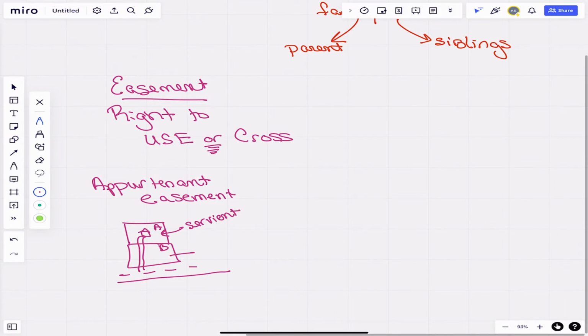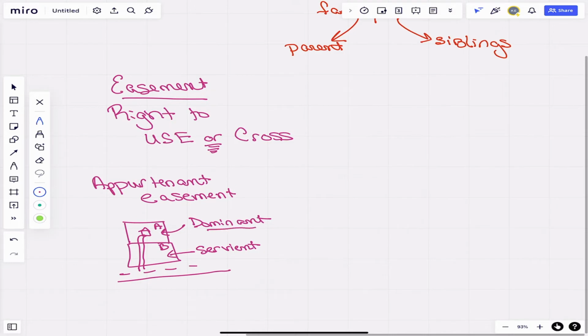Well, I am just messing it all up today. That is not the servient property. See, even teachers make mistakes, y'all, but what can I say? You ask for videos, I do them off the cuff. So we're going to say A is the dominant property, and then B is the servient property, because this property's use is going to override really kind of this property.